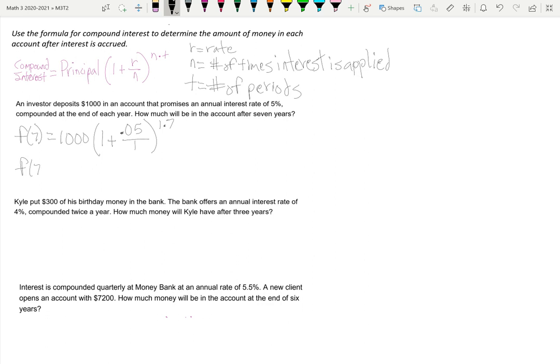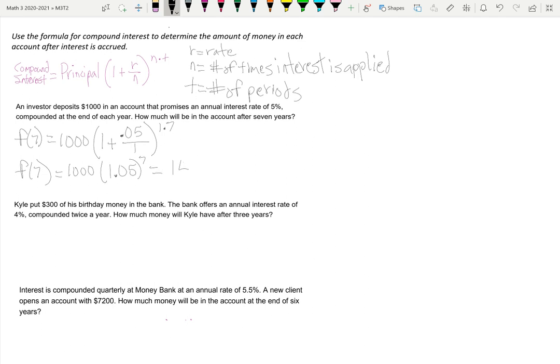So the output for this would be, I'm going to go ahead and enter using my calculator. I could go ahead and simplify it further. When I'm entering it, I can write it as 1,000 times 1.05 to the 7th power, which is going to be 1,407.10.